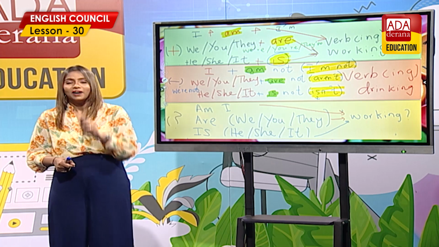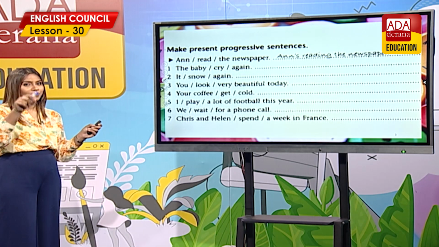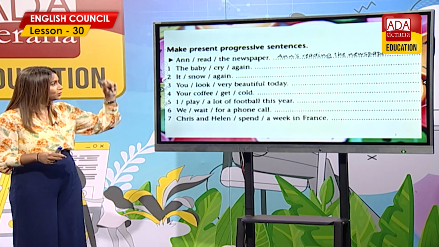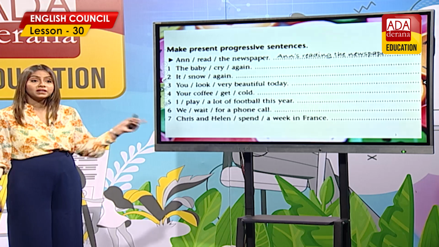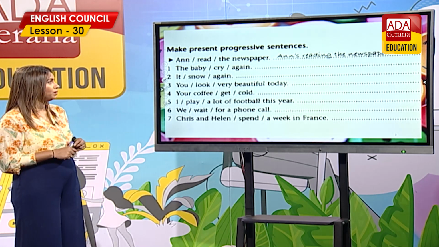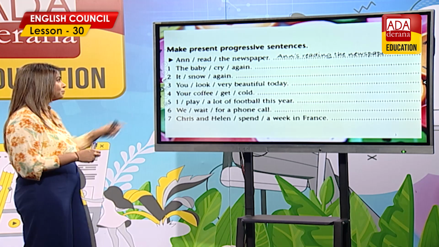Right. So before we talk about the usage, I have an exercise for you. So I have this exercise for you because I want you to practice the sentence structure. Okay, look at the screen. Let's do 1 or 2 sentences with me and then you can do it as homework.